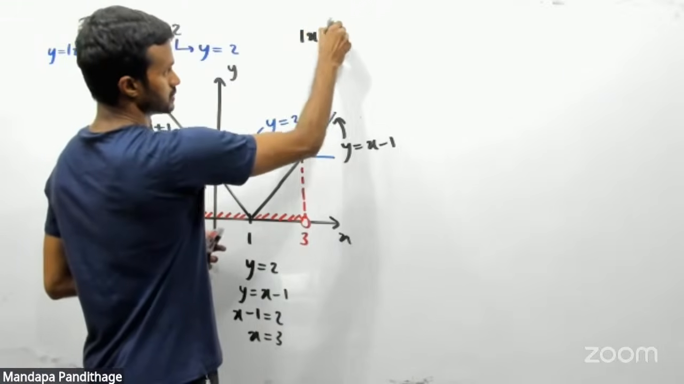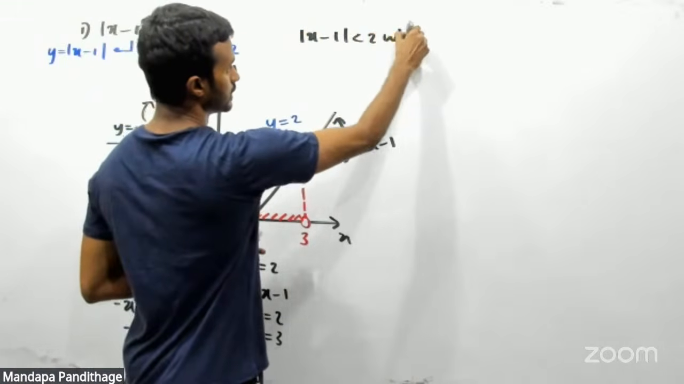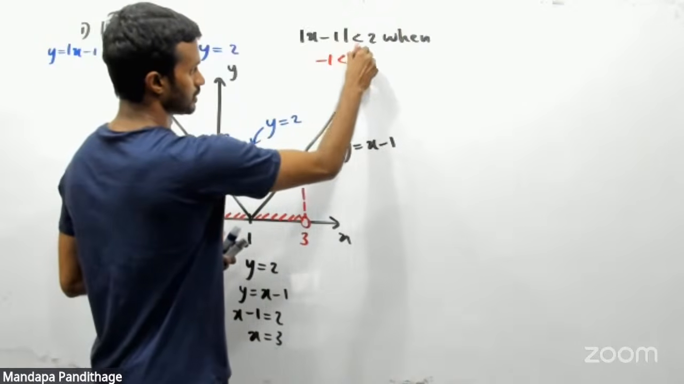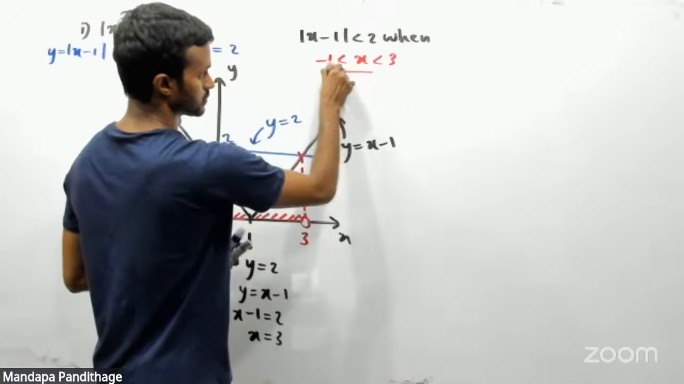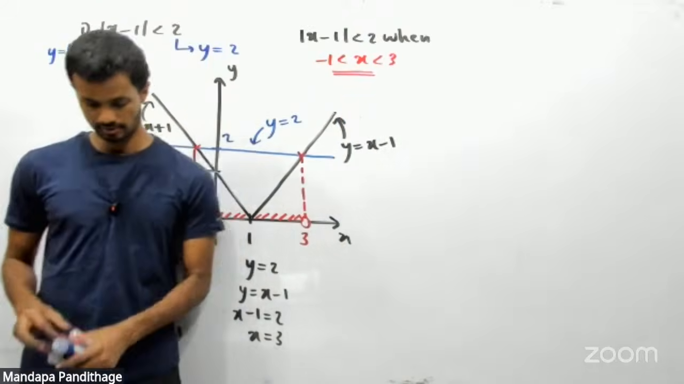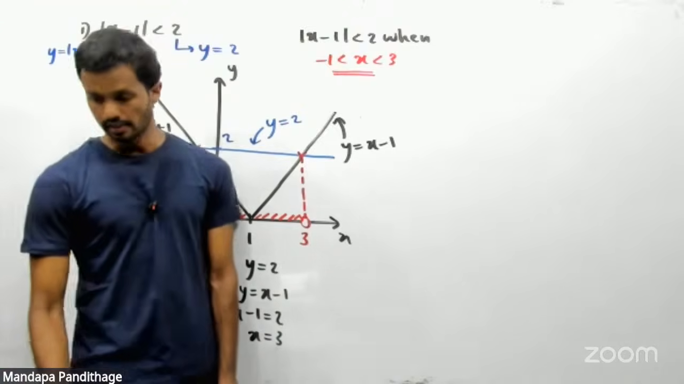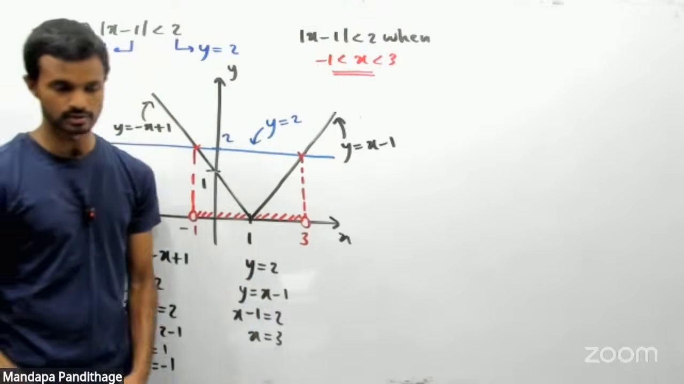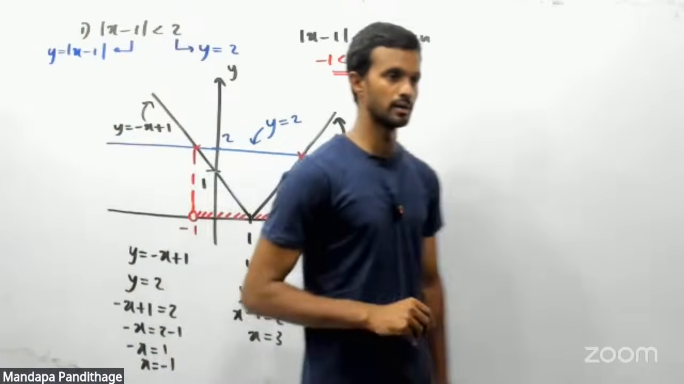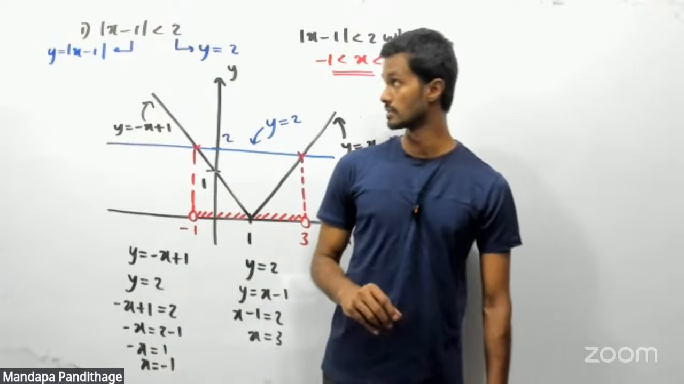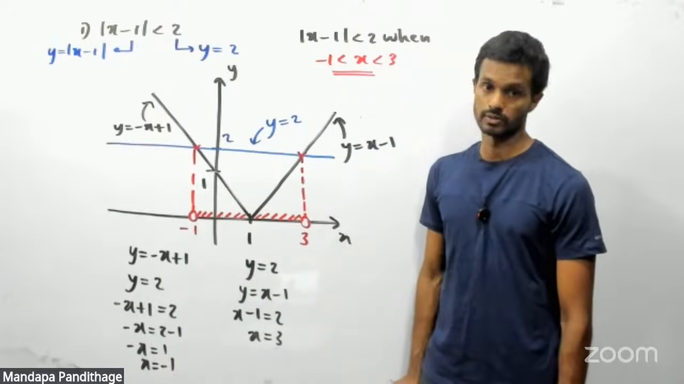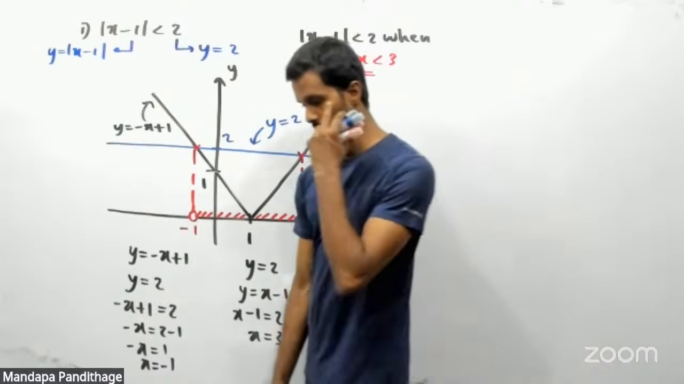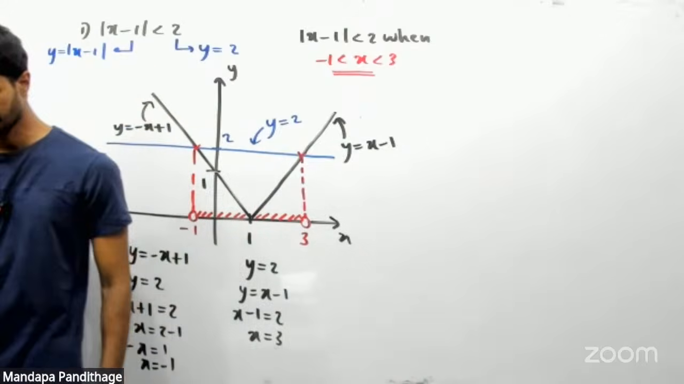Modulus x minus 1 is less than 2 when, what is the answer? x is in between minus 1 and 3. Okay, is it clear? Again, can you send me a message mentioning that it is clear? Because previously I asked the question based on a general example, f(x) and g(x), but here I have asked this example based on an exact question. Everyone, can you send me a message whether this is clear?